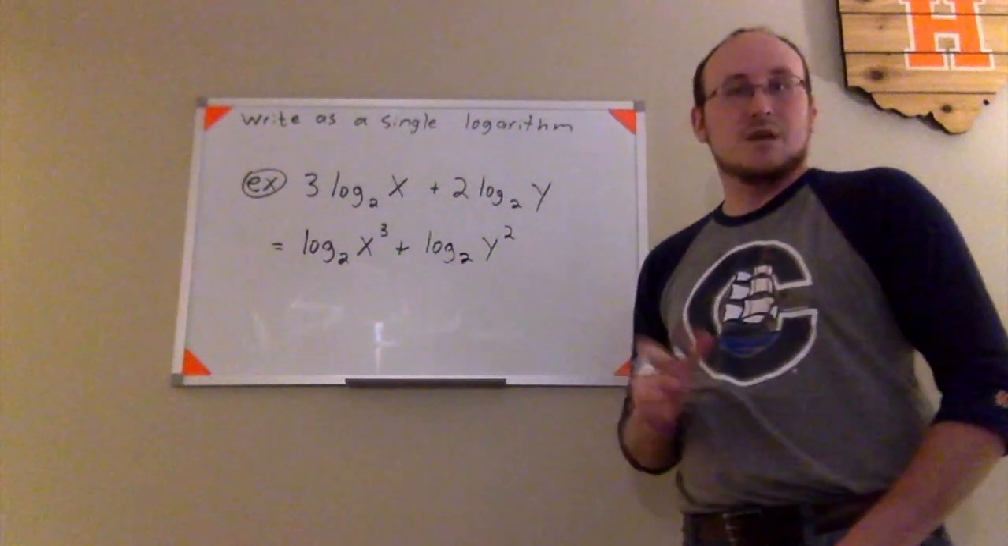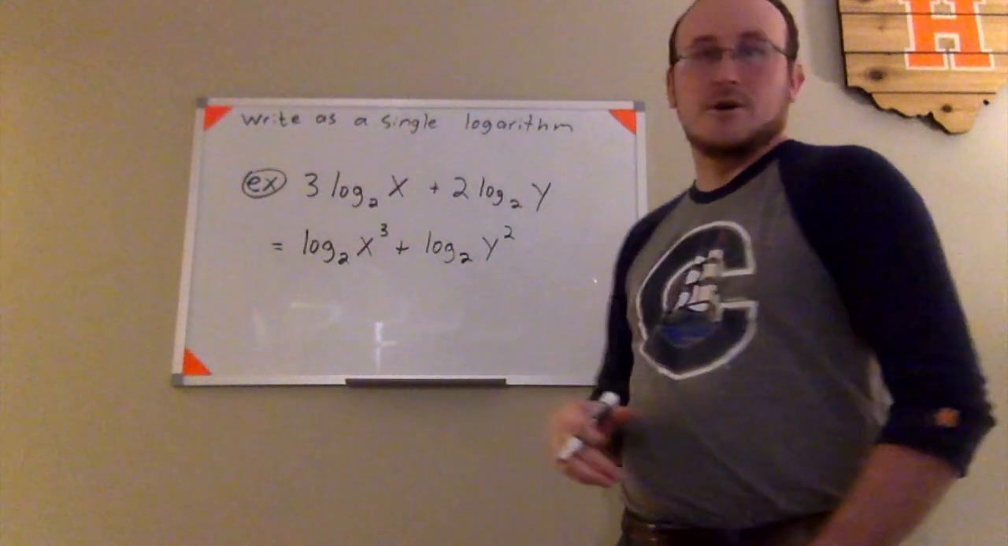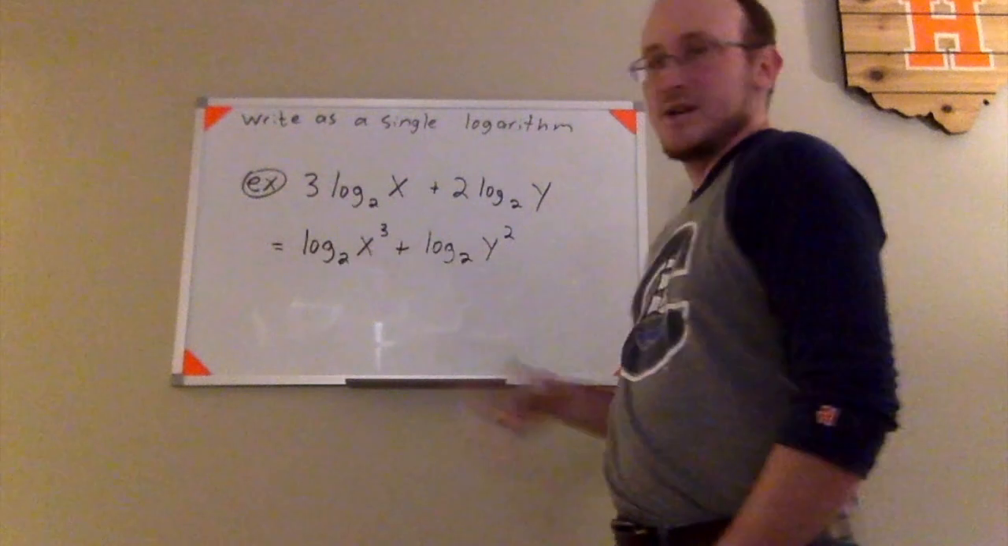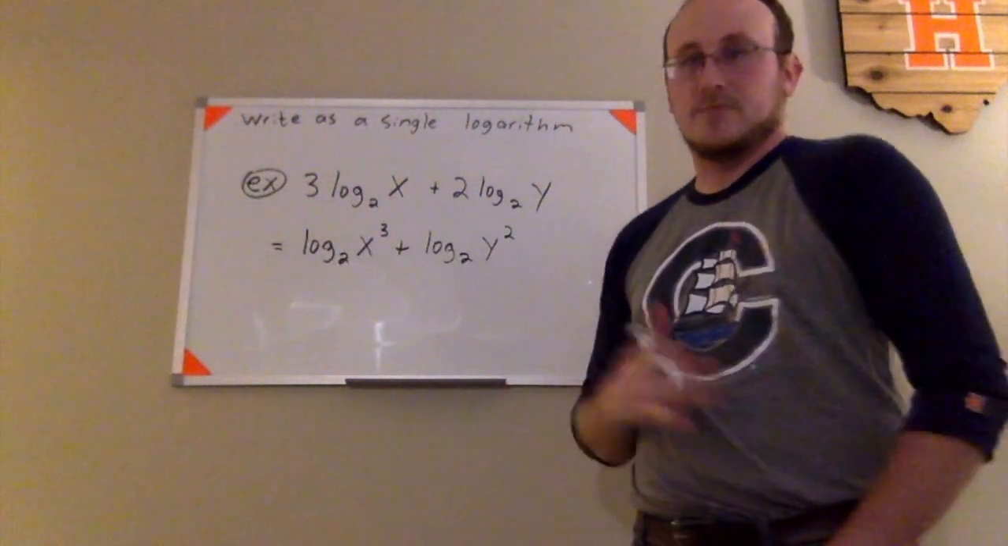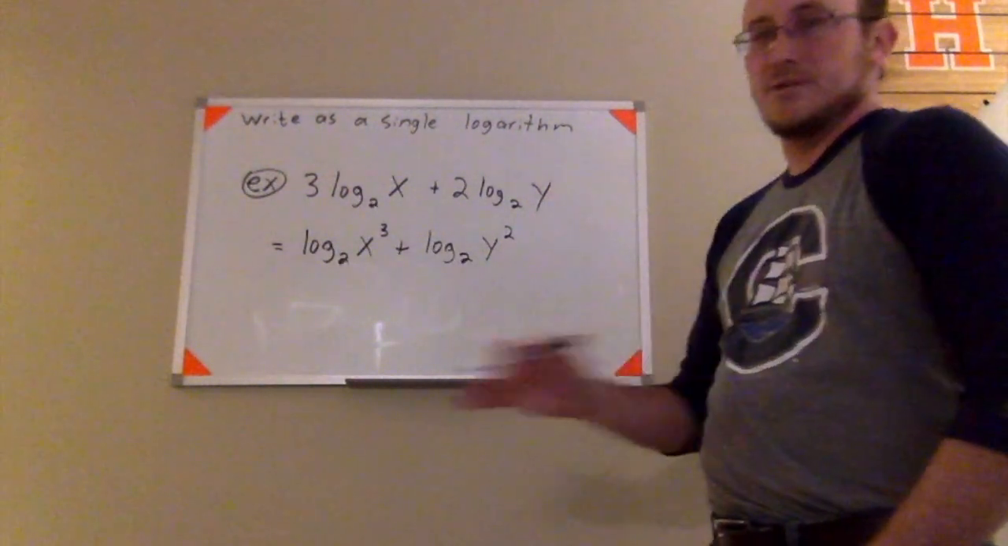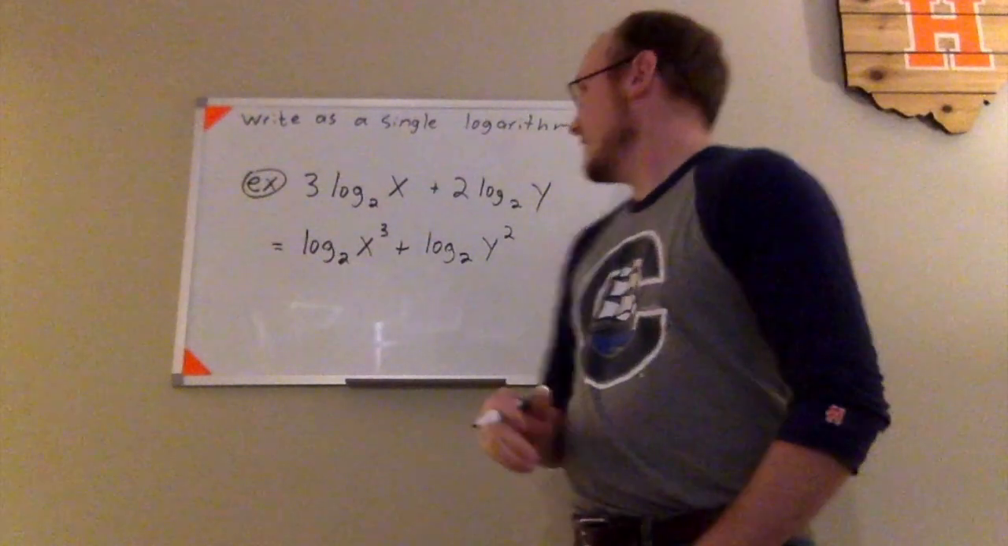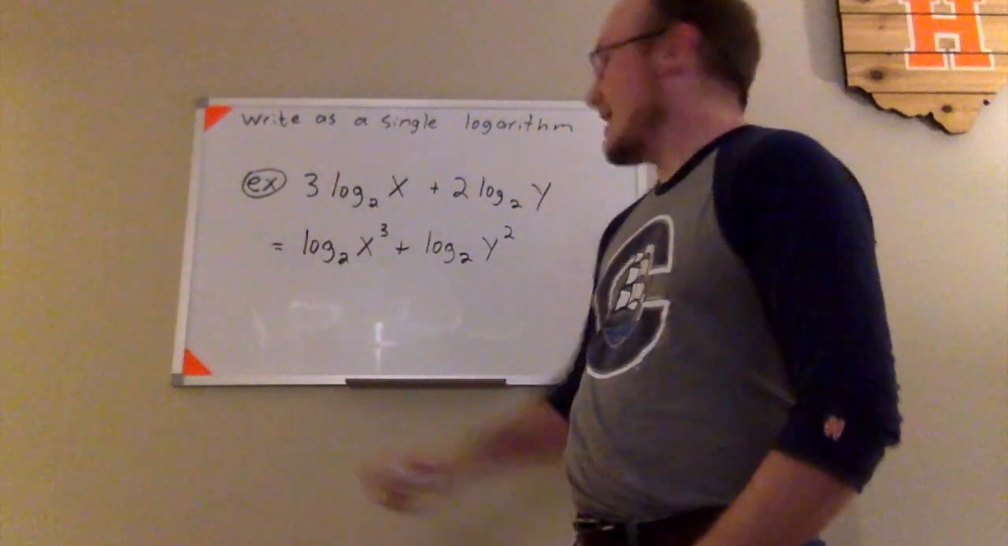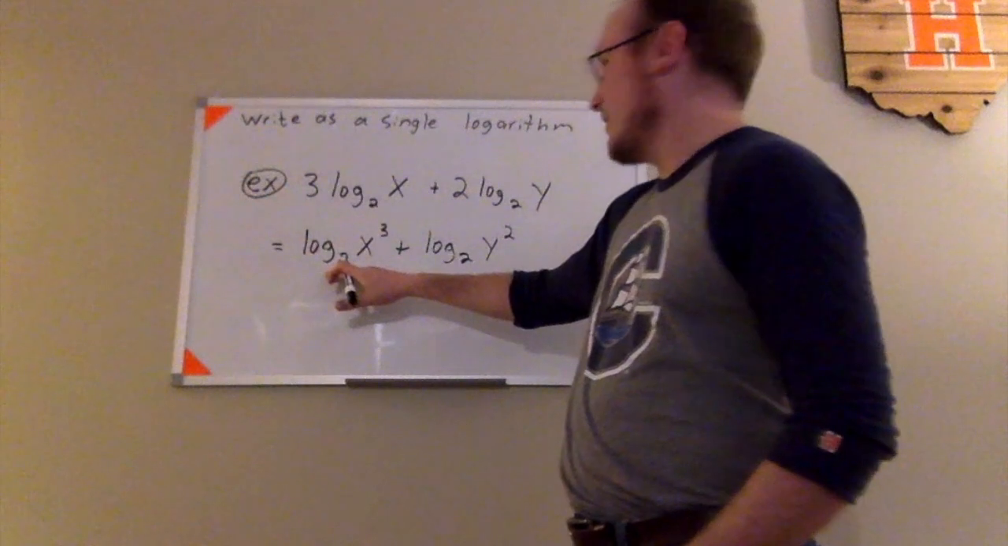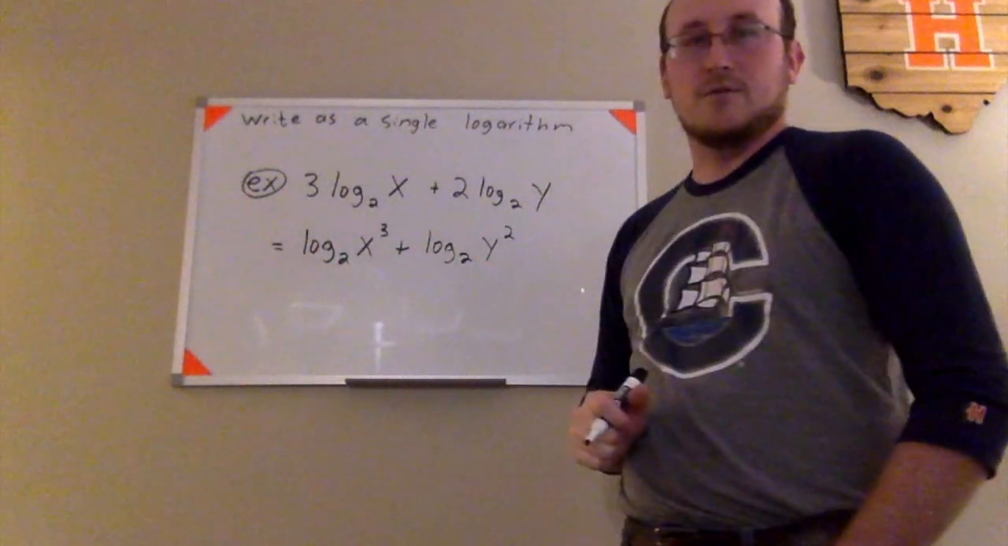Again, notice I didn't do anything with the bases. I had base 2 logarithms initially, so every time I write this, I'm going to write a base of 2 with the logarithm. Don't let that confuse you. These properties work for any base like that. So now that I've dealt with that, I have one base 2 logarithm here plus another base 2 logarithm there.